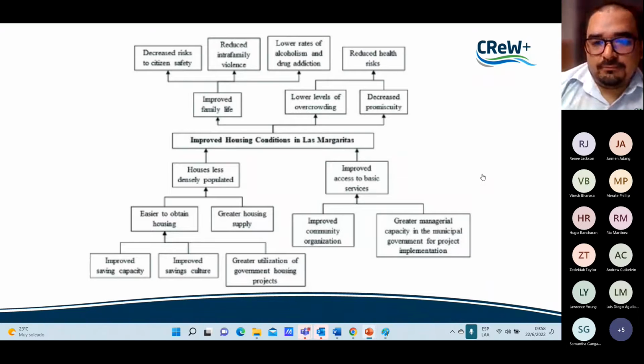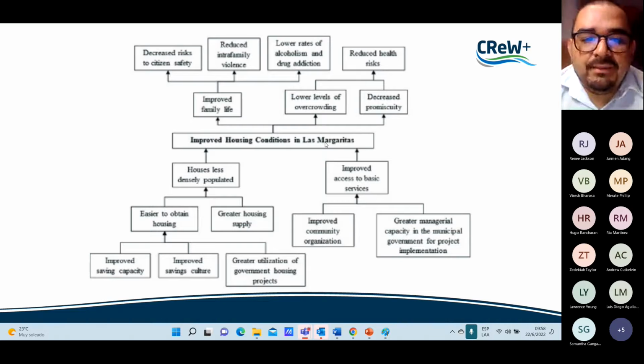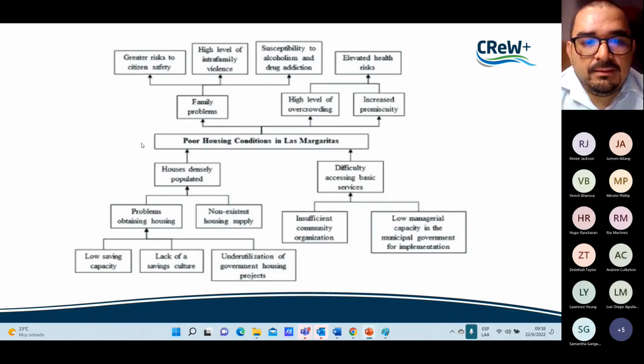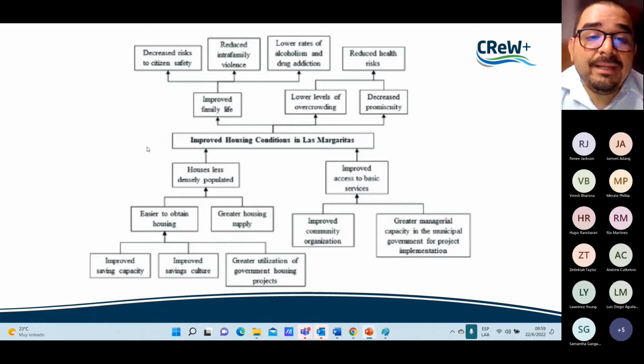So we have here the objectives tree. In the problem three, the main problem was poor housing conditions. Here, the main objective is to improve housing conditions in Las Margaritas.